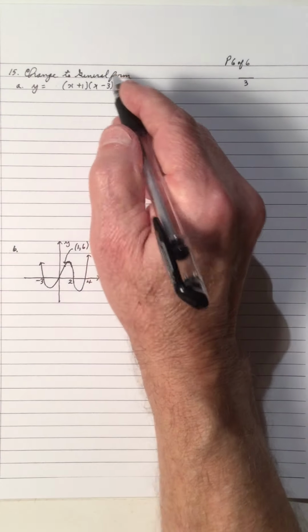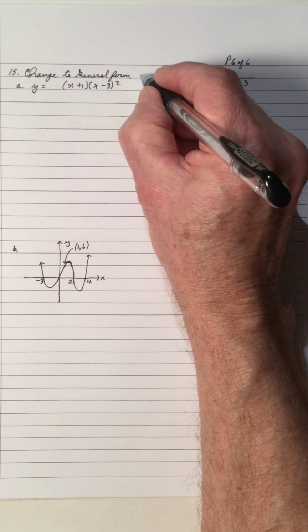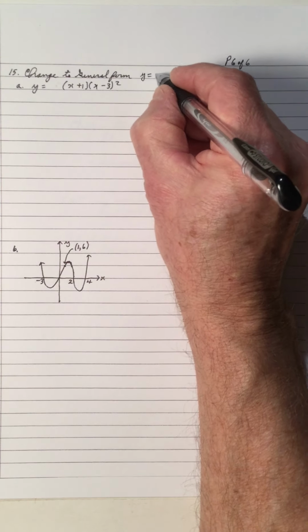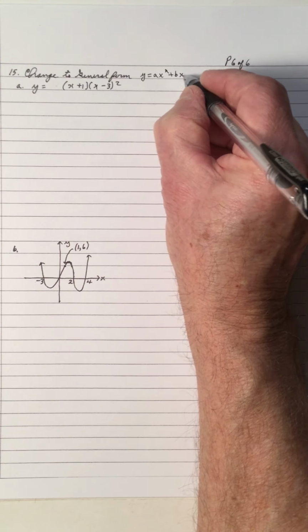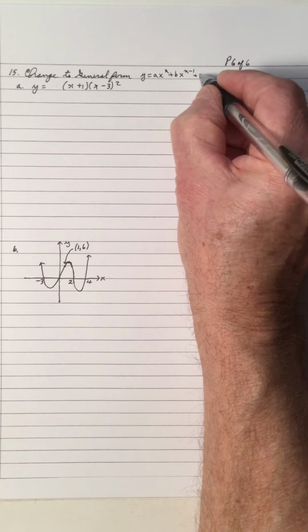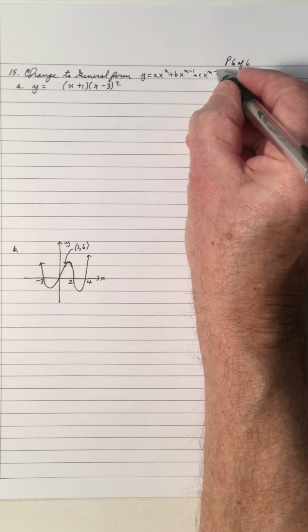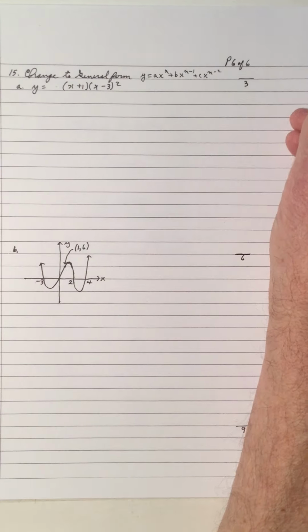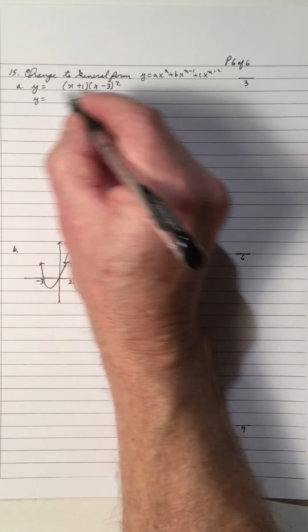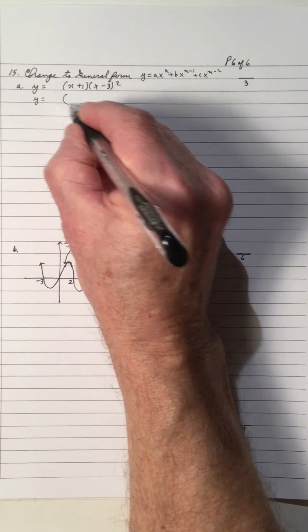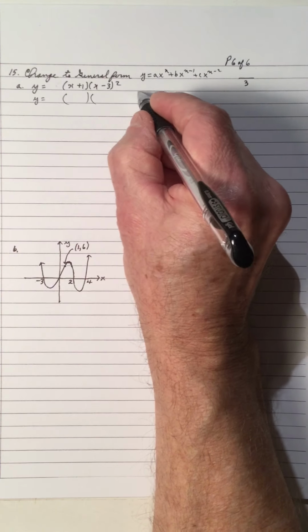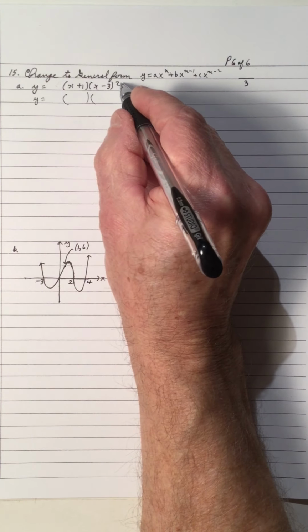It says change to general form. So the general form is y equals ax to the n plus bx to the n minus 1 plus cx to the n minus 2, keeps going down. So in other words, we have to simplify this expression, and we have a square here.